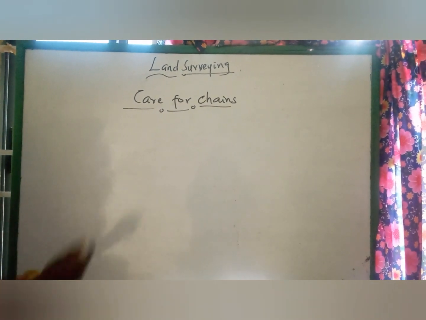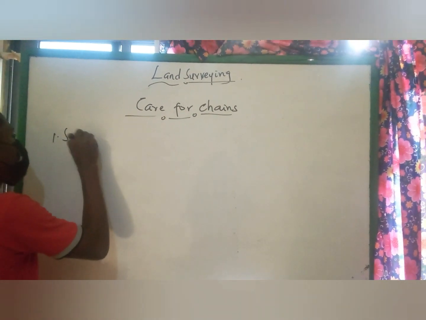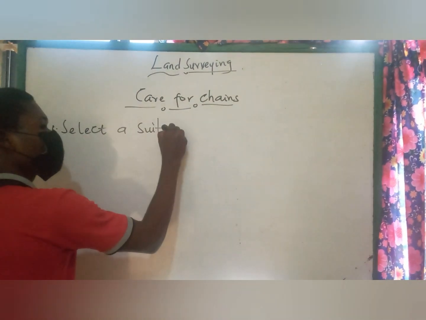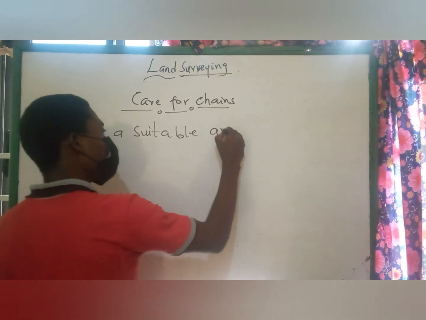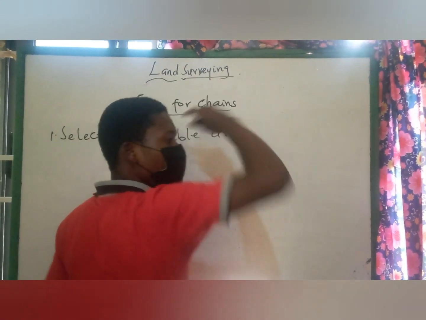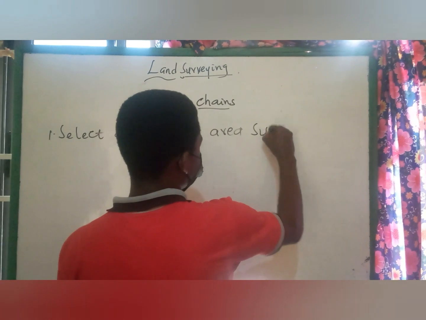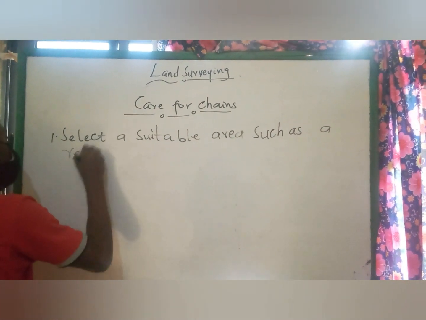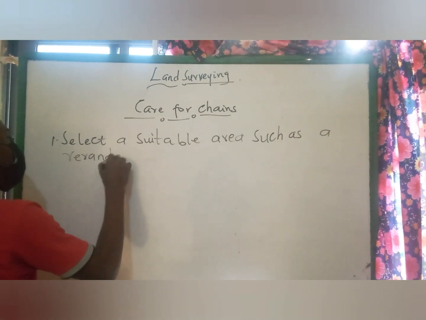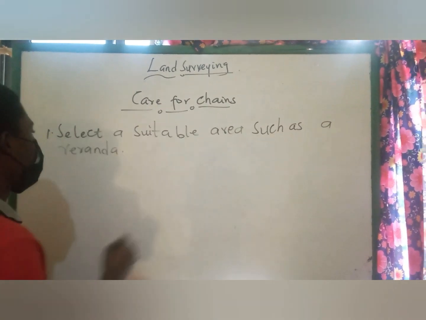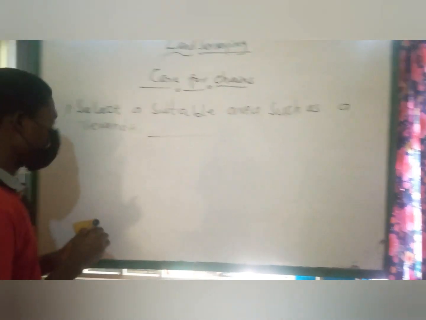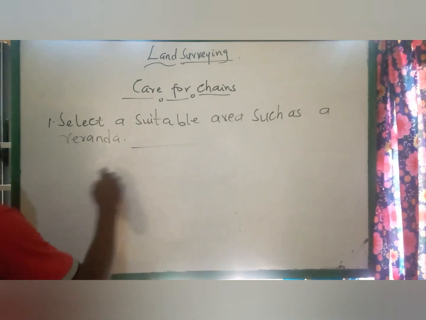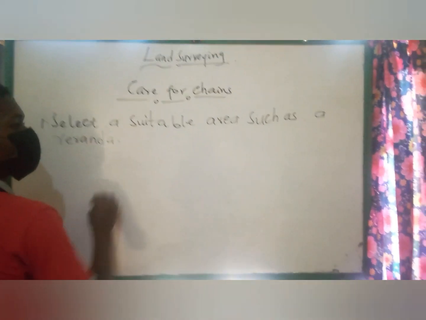So the first step is: select a suitable area, such as a veranda. The importance of this veranda is to help us have a very flat or straight surface to prevent undulation, which will lead to errors. So we select a suitable surface.